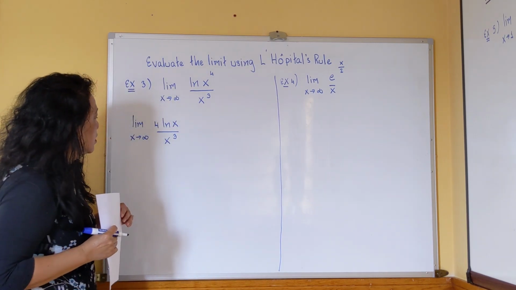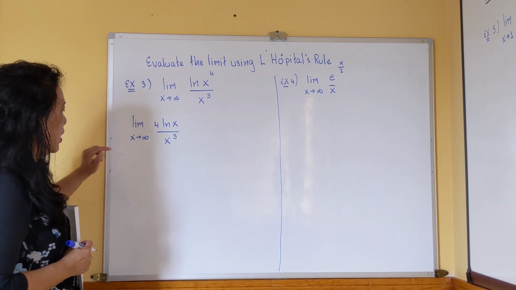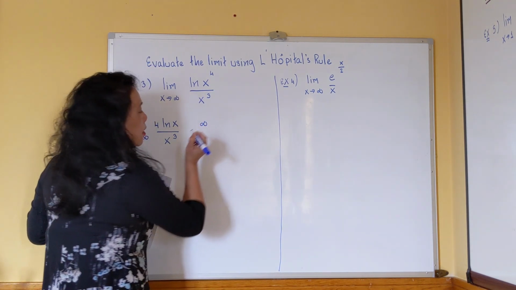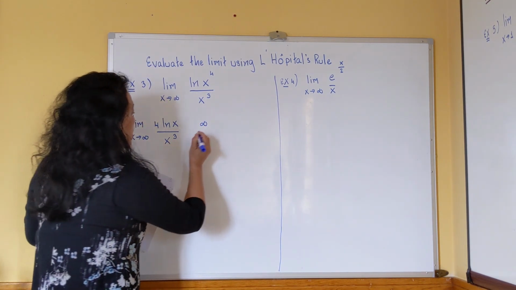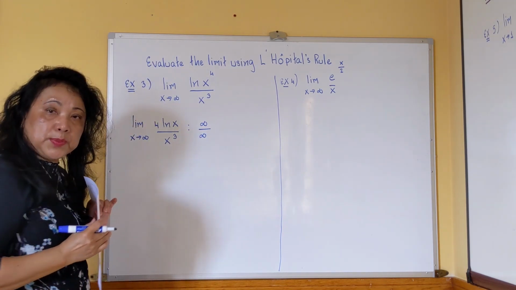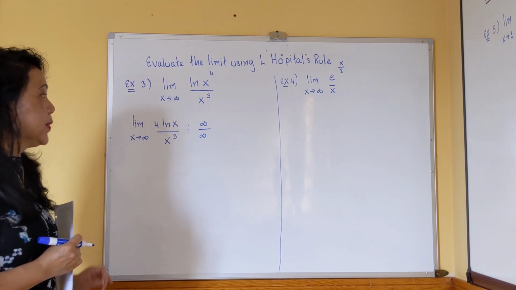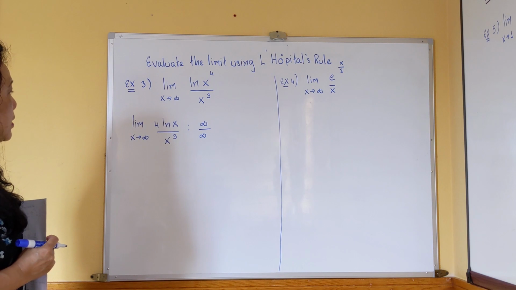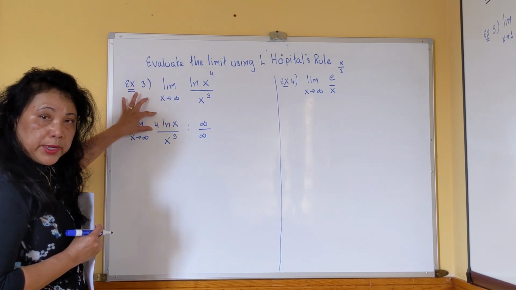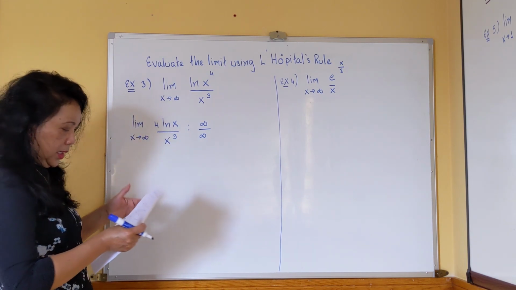Next step I'm going to do is make sure that I can apply L'Hopital's rule. If x goes to infinity, I would have infinity on the numerator and infinity on the denominator, which means I can apply the L'Hopital rule. Make sure you check this before you apply the rule. Now I'm going to apply L'Hopital's rule, which means I'm going to take the derivative of the numerator separate from the derivative of the denominator.